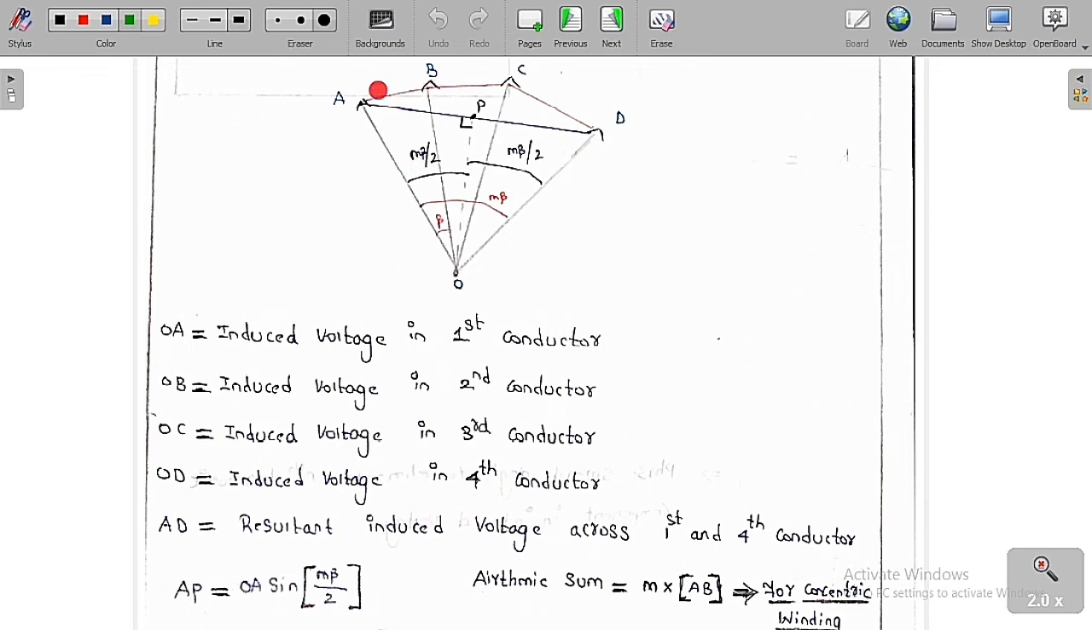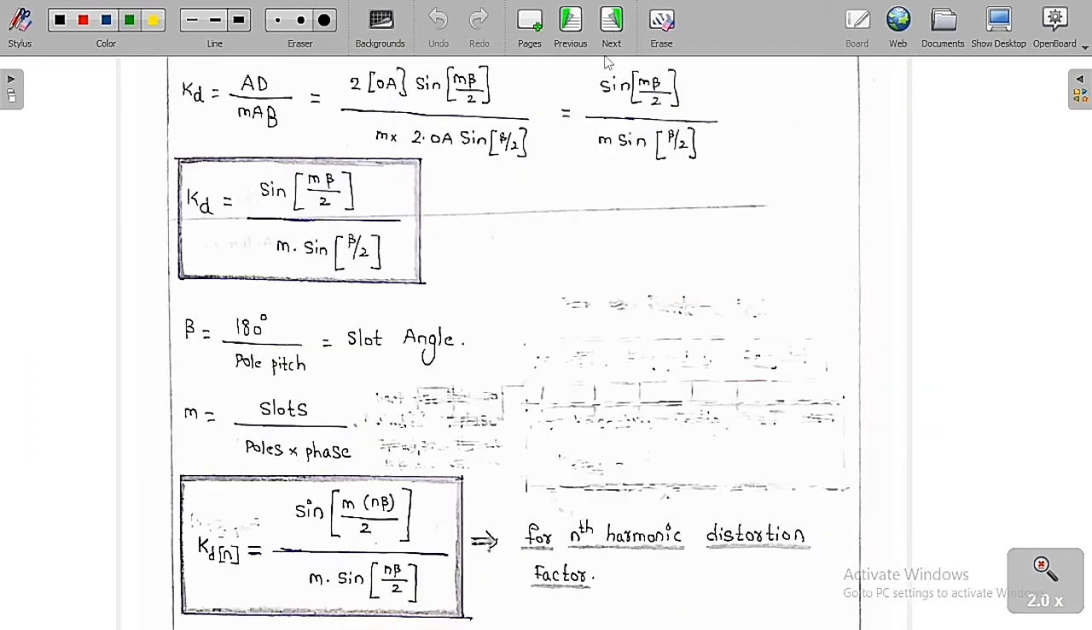But I want AB, which is 2 times AX. So AB is equal to 2 into OA into sine of beta by 2. This is what I am going to use. So now 2 cancels, OA cancels. Finally, we get sine of M beta by 2 divided by M into sine of beta by 2. So this is called the KD.